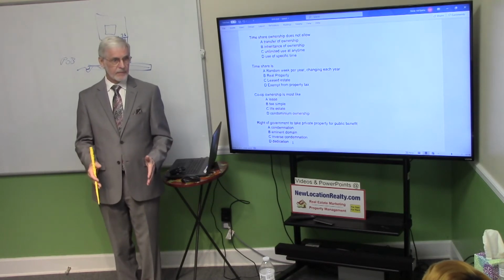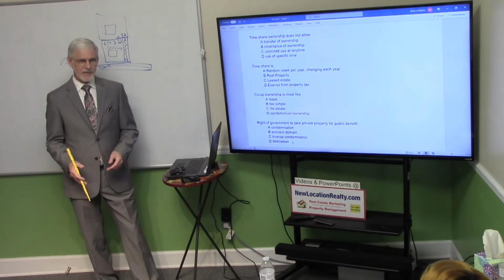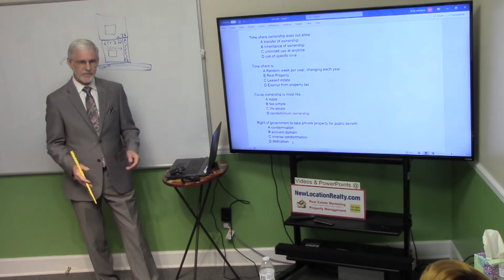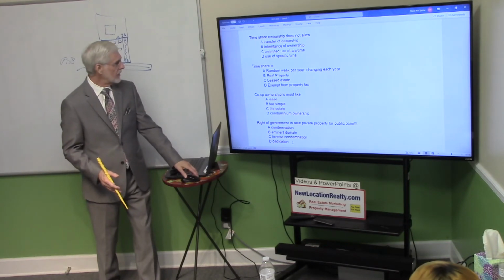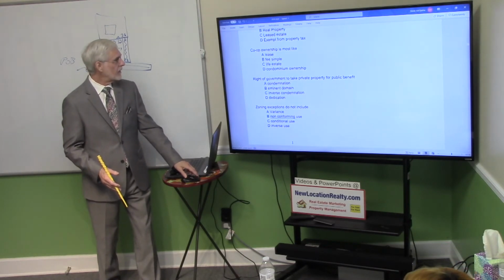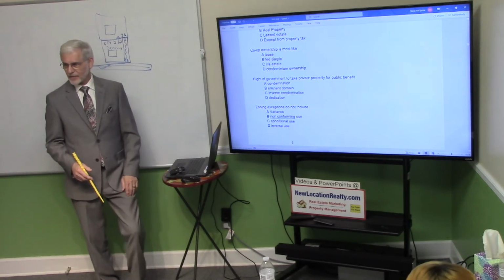Wow, what a concept. If I was a developer, I'd build these things everywhere I could build them. But you don't realize you're paying property taxes because it's just bundled into whatever your cost of being on that timeshare is.